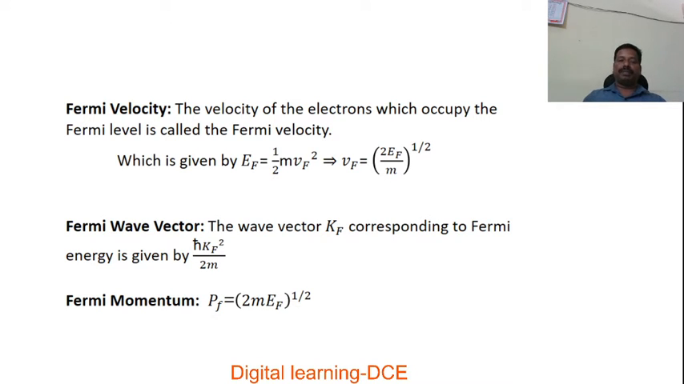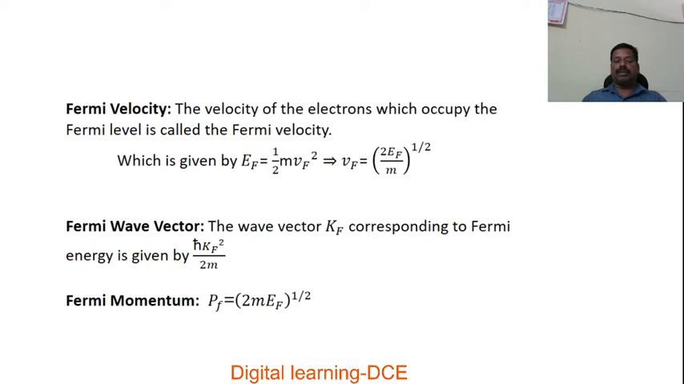Next, the concept of Fermi wave vector. The wave vector kf, the Fermi wave vector, corresponding to Fermi energy is given by h cross kf squared divided by 2m. Again, this wave vector is used to define the free electrons which are present very close to the Fermi energy level. Here h cross is nothing but h by 2 pi, where h is the Planck's constant and m is the mass of the electron. That gives a constant vector, and that vector is what we call the Fermi vector.